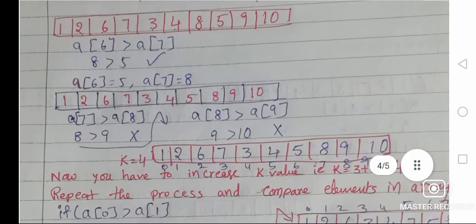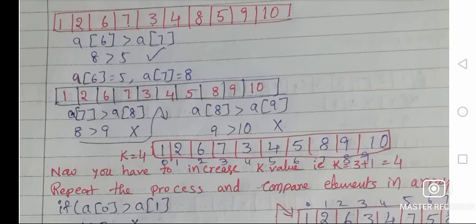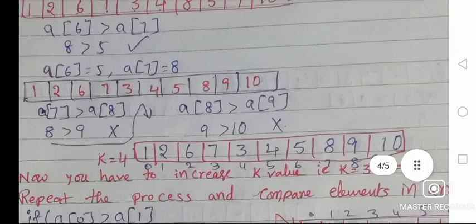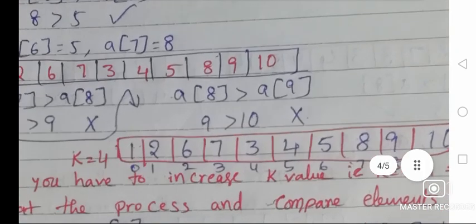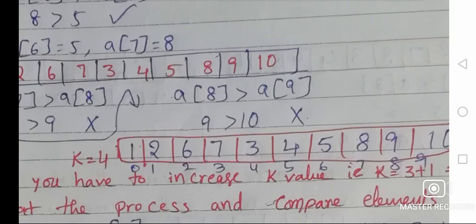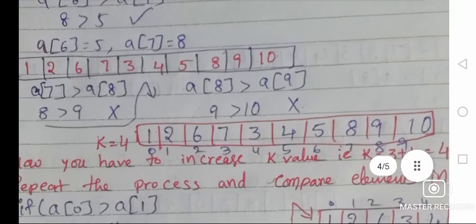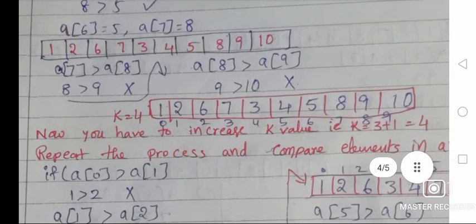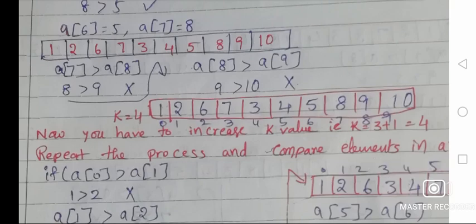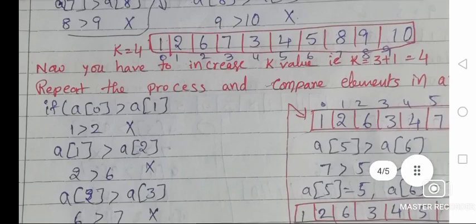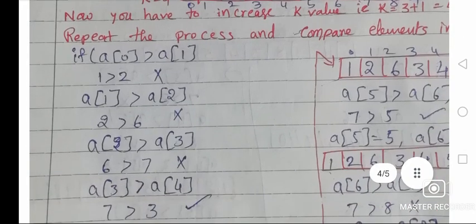So again you are checking the condition. This condition will fail, and F8 greater than F9, this condition also fails. Again you have to increase k value. What is previous k value? K value is equal to 3 and you have to increase 1. Now your k value is 4 and you have to repeat the process and continue the loop.